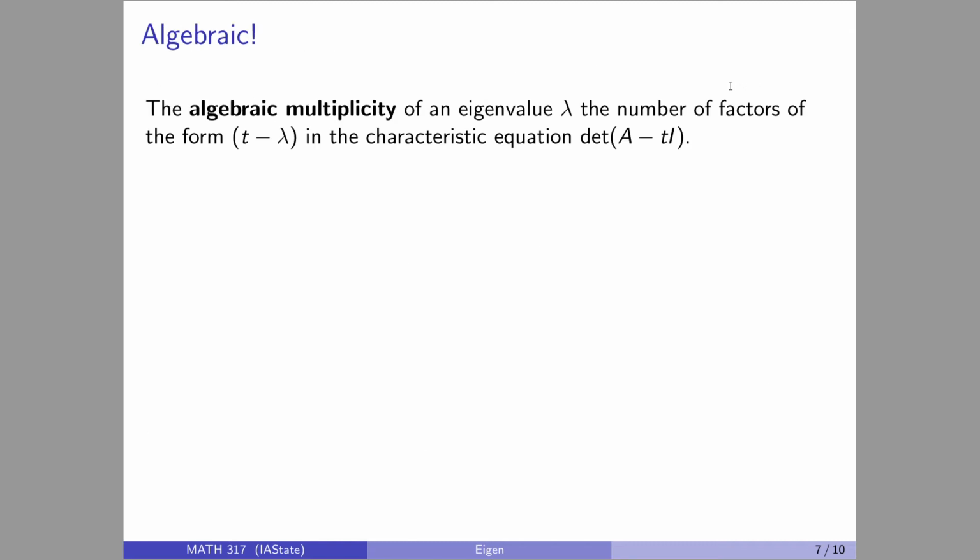So, the algebraic multiplicity of an eigenvalue is the number of factors of that form that appear in the characteristic equation. Now, note, we never talked about a characteristic equation for linear operators. And, in fact, there kind of isn't. I'll leave it at that.